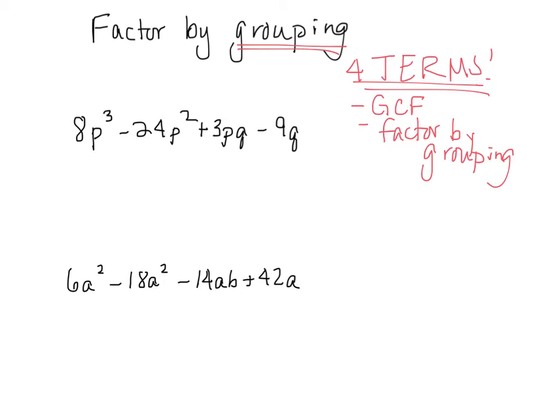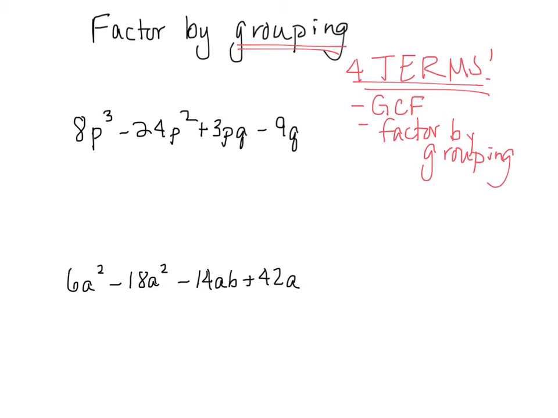I think about 8. 8 is 1 times 8, 2 times 4. And I see that none of those numbers are going to go into 3 or 9. So I know that there is no number that is a GCF. And I look through and I have 3 p's, 2 p's, 1 p, but this last term doesn't have a p, and the first term does not have a q, and neither does the second. So I know that there is no GCF in this particular case.